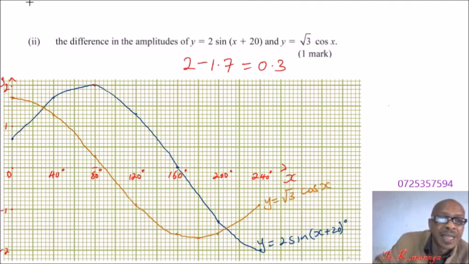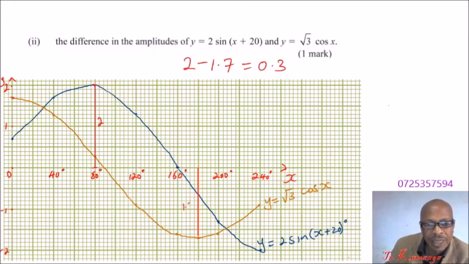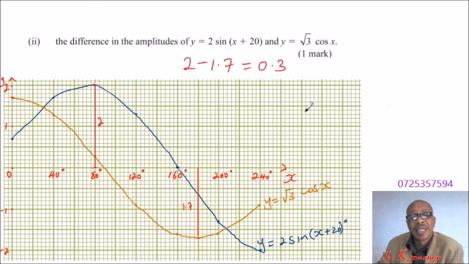This is the amplitude from the x-axis, the maximum, and the other one is this one. This is the maximum height. So this is what we are saying. This is 2 and this is 1.7, and therefore the difference is 0.3. And there you get 1 mark.